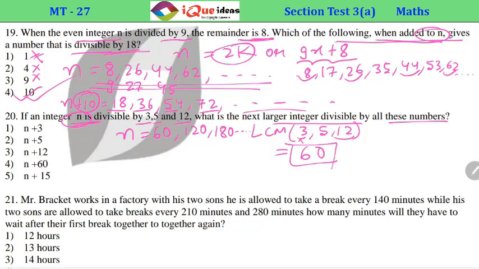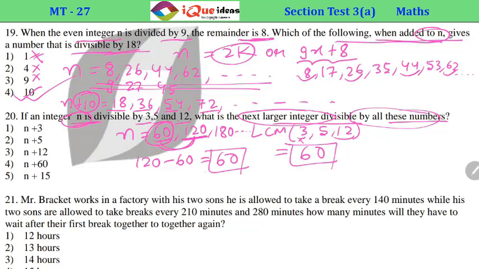Now the question is the next larger integer divisible by all three. The first value is 60. How do you get the next value 120 in terms of addition? What should you add to 60 to make it 120? I think it's very clear: 120 minus 60 is 60. That means we need to add 60. So if the first number is n, the next number will be n plus 60 and so on.